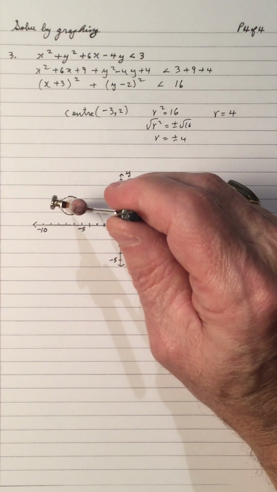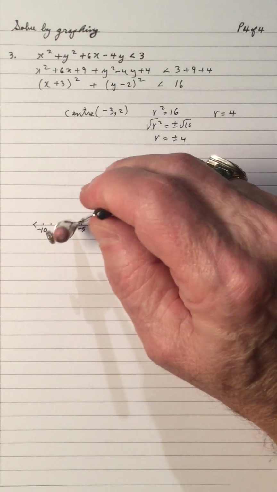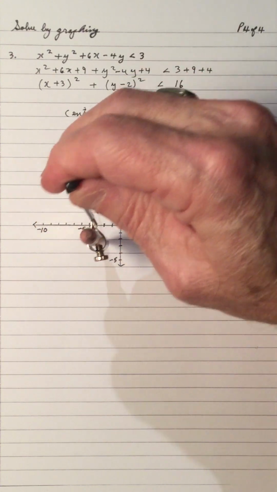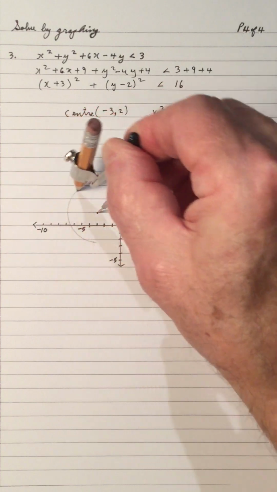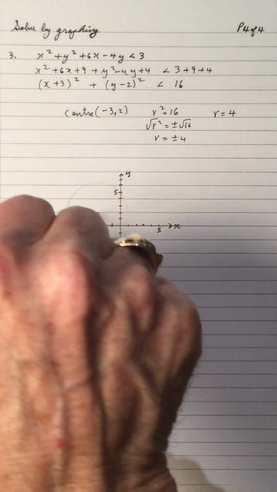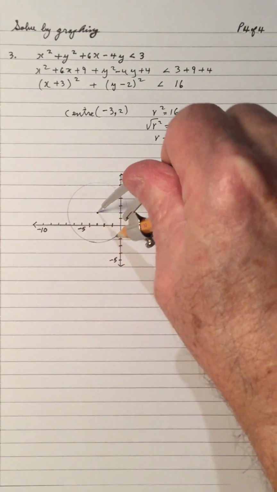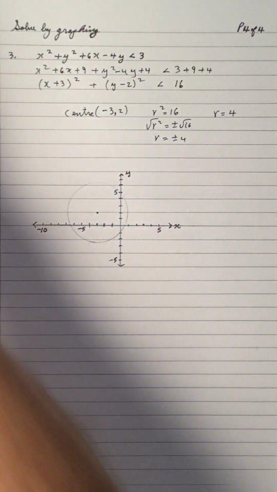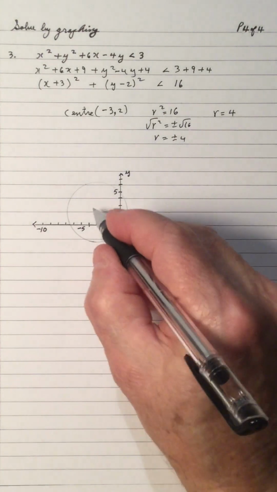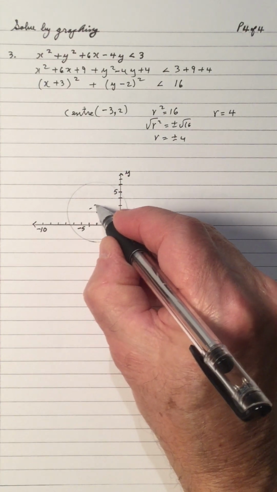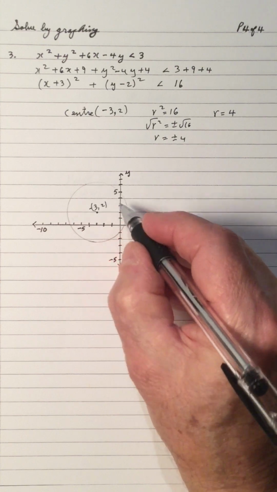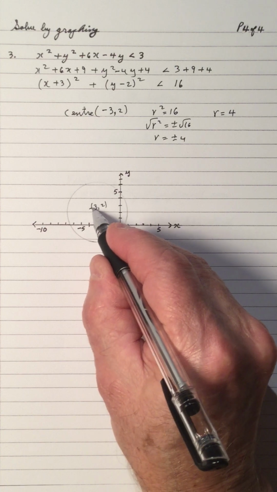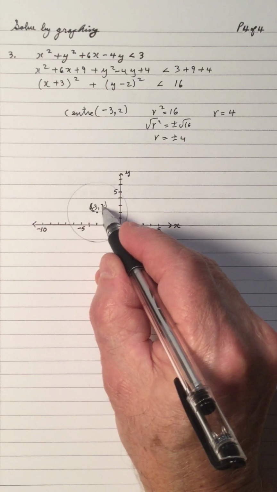So I put my compass at the center because the compass draws a circle. Here we go. Better keep that down. Again, this is approximate. This is the circle, and I'm drawing the circle heavier. But the center is negative 3, 2 and the radius is 4.